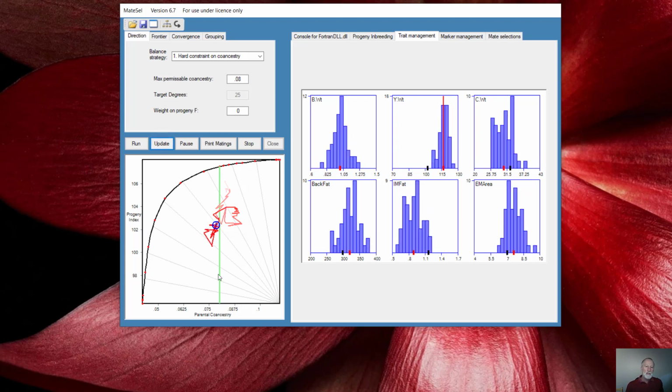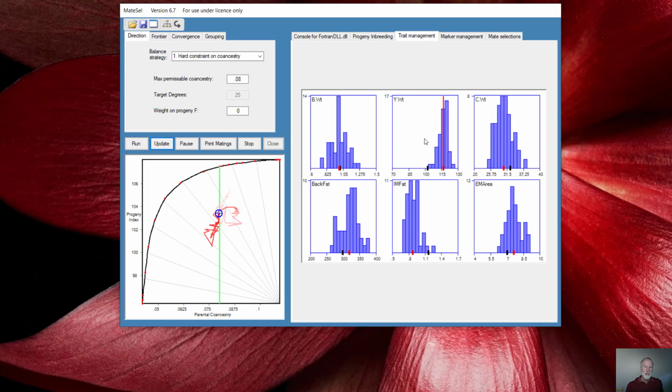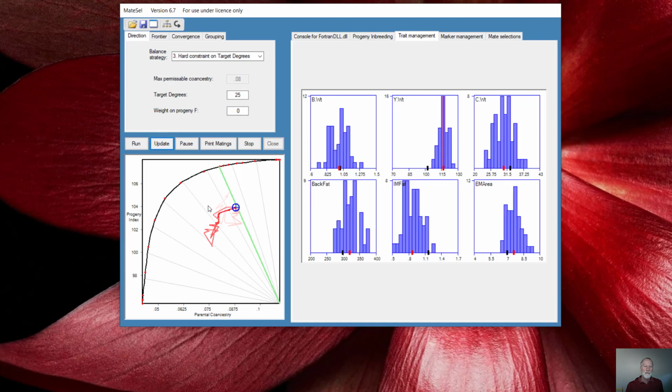And you'll see that the limit is brought over, and now what MateSel is doing is giving us the highest possible genetic gain, given this constraint on yearling weight, and given that we will not step over to the right of this green line, which is our limit on co-ancestry. To me, it seems more reasonable that rather than make all the compromise in genetic gain, you would probably go for a policy of a hard constraint and target degrees in preference, and balance, get a little bit more gain at the cost of a bit more diversity. That's a choice you have to make.